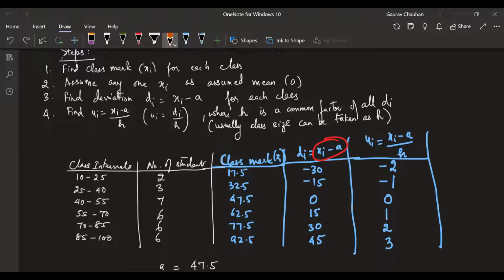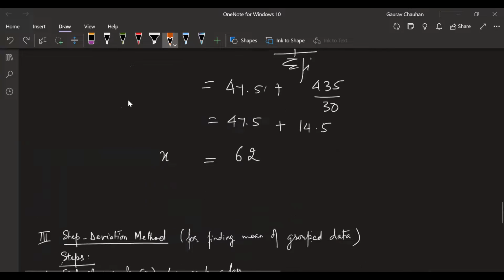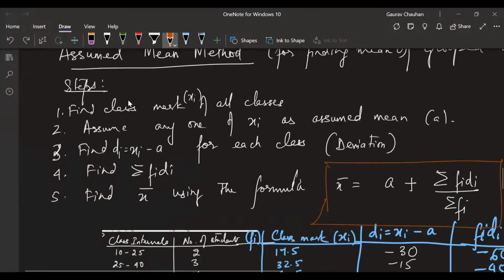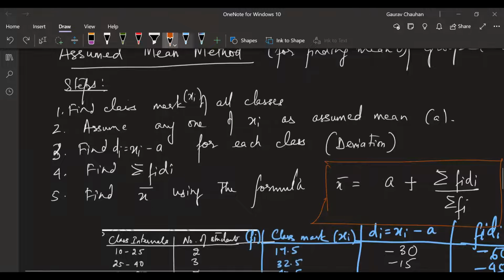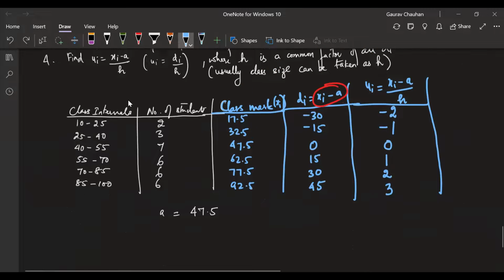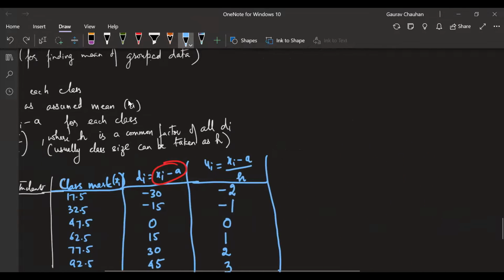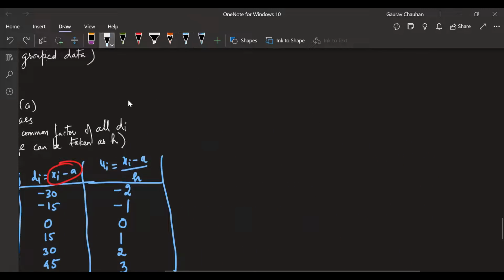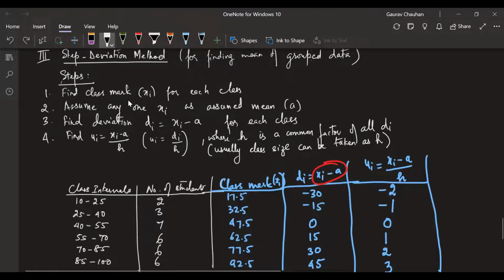Now this was the fourth step. In our assumed mean method, that extra step came here. The rest of it is the same, except that in place of fidi we're going to do something else. So let me write the fifth and sixth step here to the side. Actually, you know what? Just a minute.